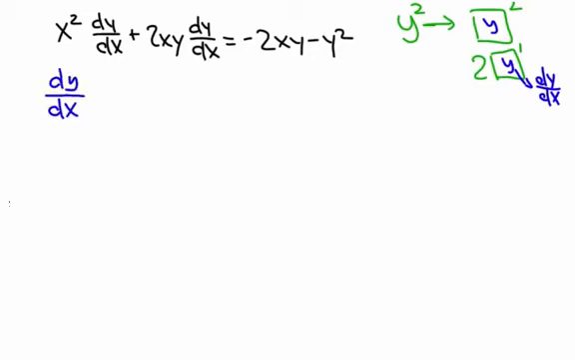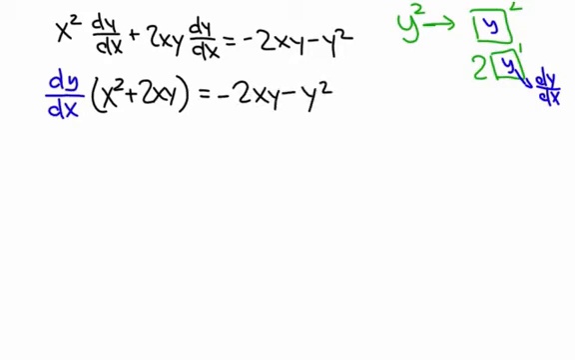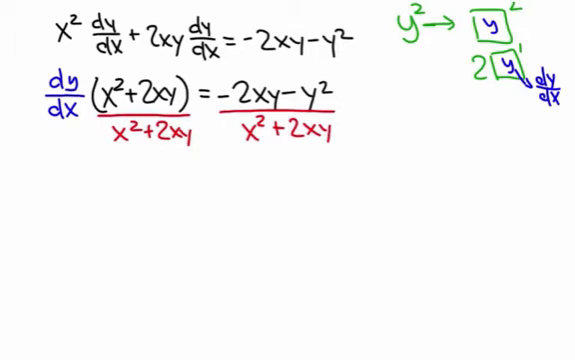And then my last step, and I'm going to show it in red, is to divide by the x squared plus 2xy. When I divide by x squared plus 2xy, that eliminates everything on the left-hand side except for dy/dx. And it gives me the equation that I've got, which is negative 2xy minus y squared, all over x squared plus 2xy.